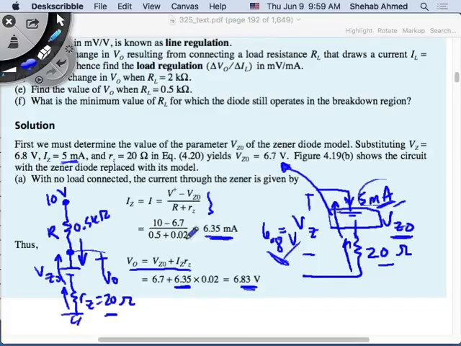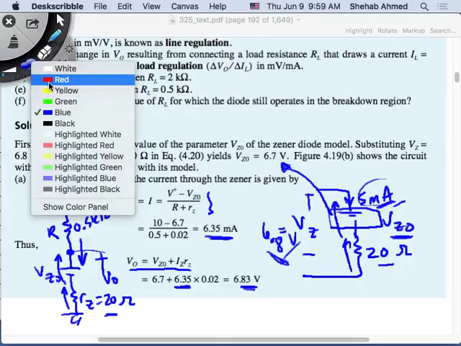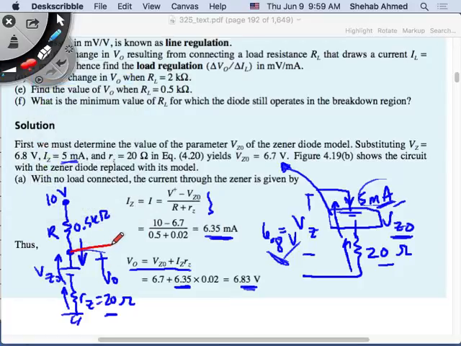Okay? So this is the first case. Now they're going to ask us to plug in loads. What are these loads going to do? Remember, you are regulating your voltage. If you're operating around the Zener operating point, then your voltage is regulated. So if I add a resistor here, what is the current flowing through that resistor?